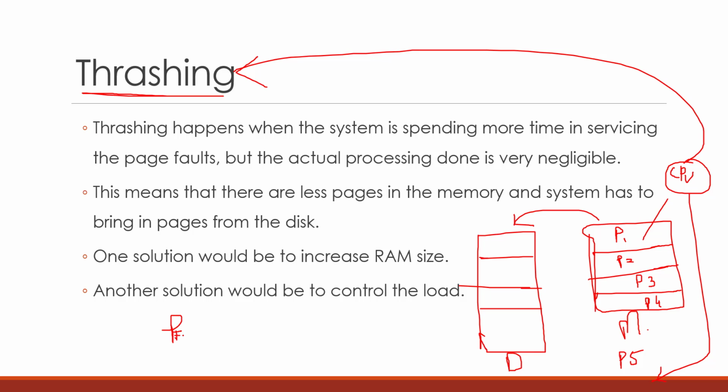So a page fault occurred, right? The CPU has to wait because that page is not in the RAM, and any page that the CPU wants to process has to be in RAM before the CPU can actually process it. So let's assume that page was brought from the hard drive and placed over here, and page 4 was taken back to the hard drive.